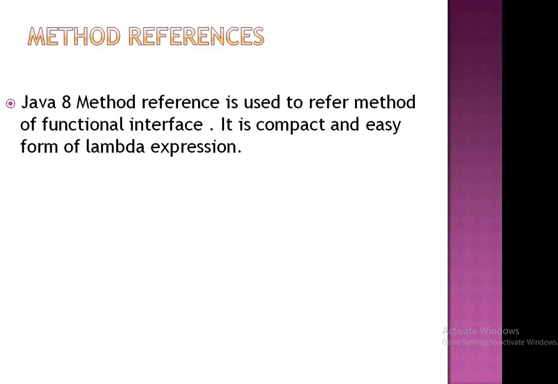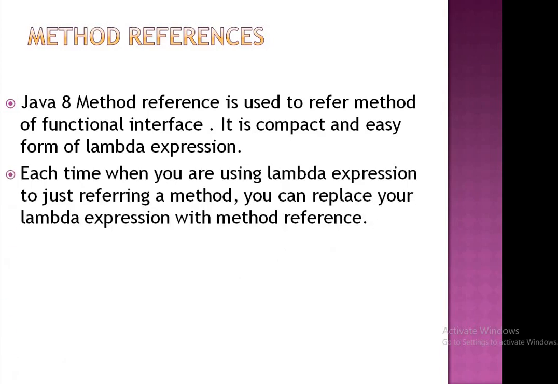Another one is method reference. Java 8 method reference is used to refer to a method of a functional interface. It is a compact and easy form of lambda expressions. Each time you are using a lambda expression just to refer to a method, because a lambda expression is a reference of a method only, you can replace your lambda expression with a method reference.